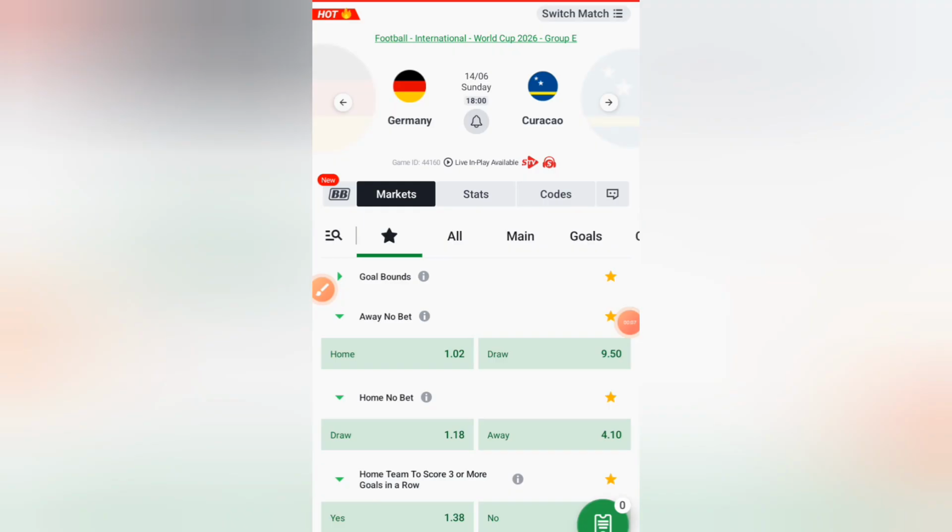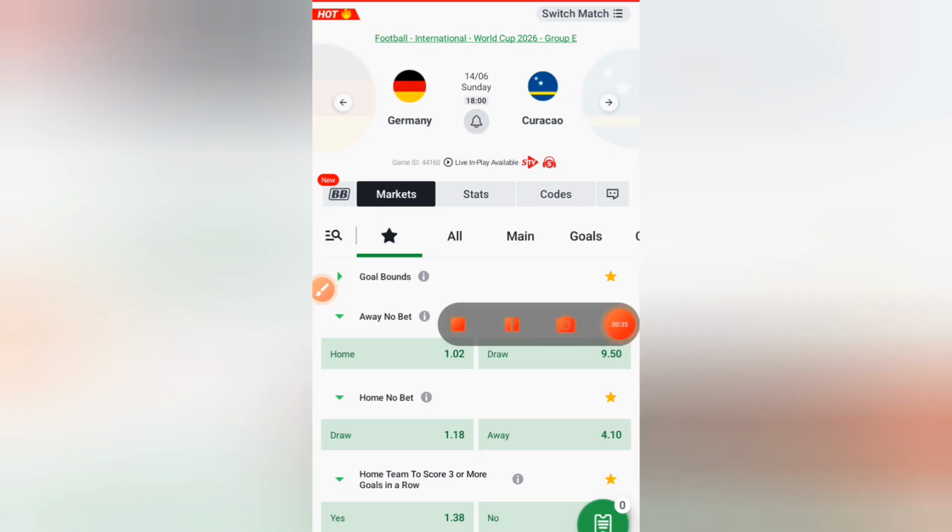Actually, ever since I've been predicting games on the 2026 World Cup, I noticed a particular pattern, that is, whenever you are using a market option. So the purpose of making this video is just to inform you guys about the best market option that you can actually look into in most of these particular 2026 World Cup fixtures.